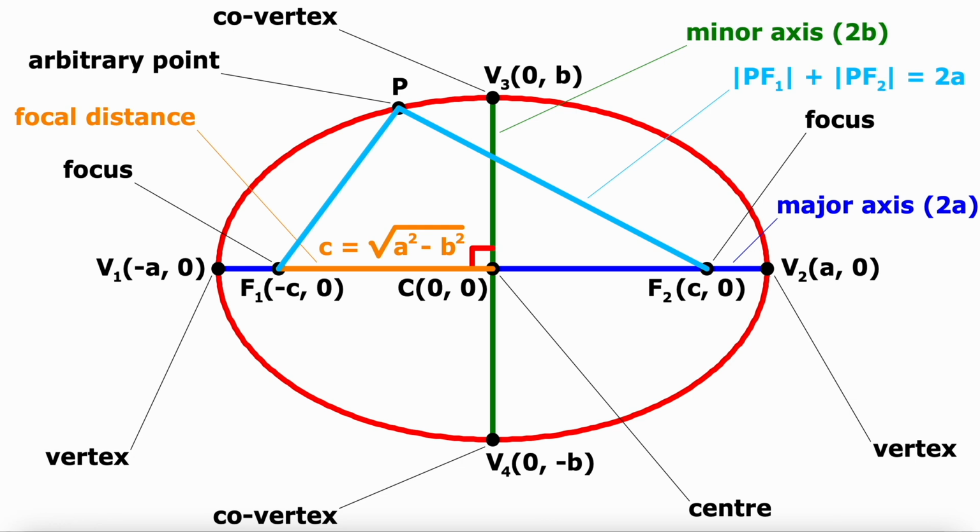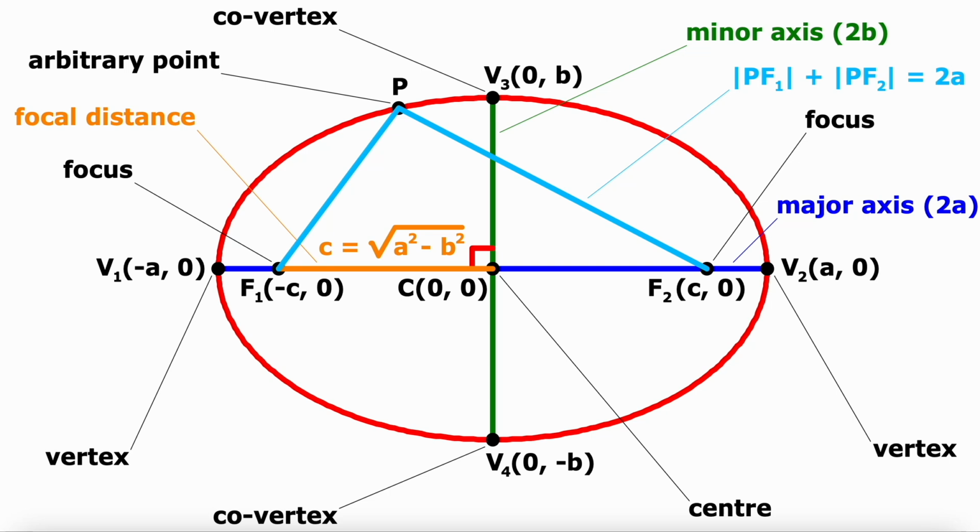The foci of an ellipse are 2 fixed points in a plane about which the ellipse is constructed. They're usually denoted by F1 and F2 and lie on the major axis of the ellipse, symmetrically on either side of the center. For any point P on the ellipse, the sum of the distances from P to each of the 2 foci is always equal to 2a, where a is the length of the semi-major axis. If the ellipse is oriented horizontally, the coordinates of the 2 foci are (-c, 0) and (c, 0), respectively, where c is the focal distance.